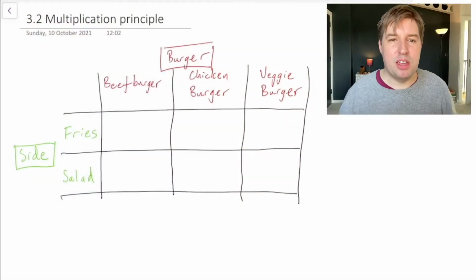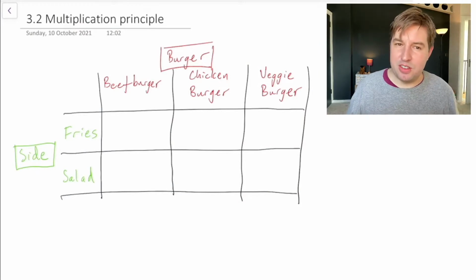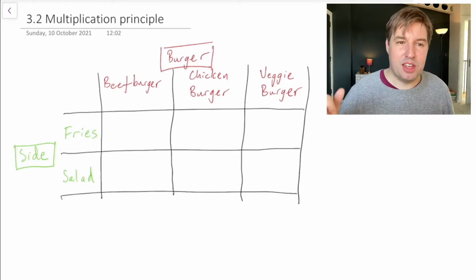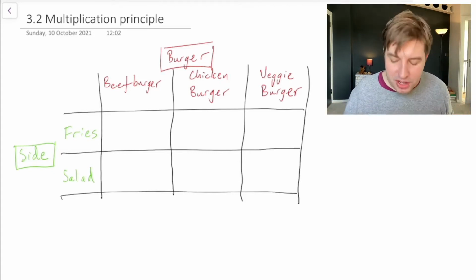So if I have 5 choices of one thing and then 7 choices of another, then altogether I have 5 times 7 choices, or 35, the number of pairs of things. An example I use in the notes is pretend you're going to a burger restaurant and there are 3 choices of burger. You can have perhaps the beef burger, the chicken burger, or the veggie burger. And there are 2 choices of side. You can have the fries or the salad. So that's 3 choices of burger, 2 choices of side. And overall, you get 3 times 2 equals 6 choices.